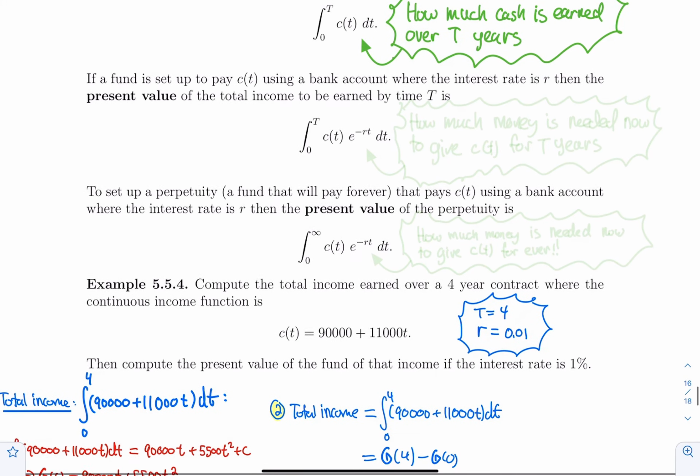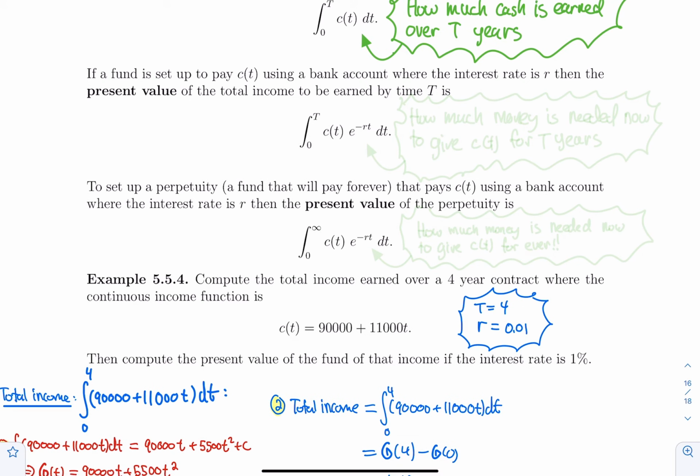Now, if you want to give away that money, but you have access to a bank account where the interest rate is given by r, and you want to know how much money you need right now in your bank account to give this continuous income to whoever, then the integral that will compute how much money you need now to set up this continuous income function will be given by the integral from 0 to T of c(t) e to the power of minus rt dt. And this is going to compute for you how much cash is needed now.